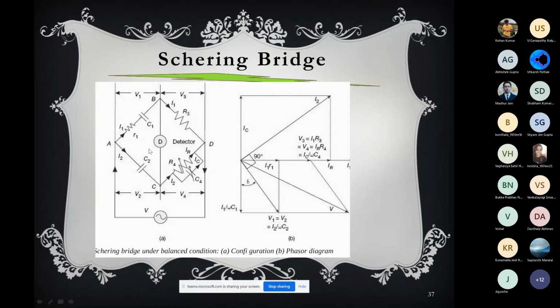Now if you see, I1 is on the horizontal, and 1 by omega C1 will be below. Then I2, if you see I1 and I2, it's a capacitance. So I2 will be, V1 equals V2, at 90 degrees. So this phasor diagram could be achieved.